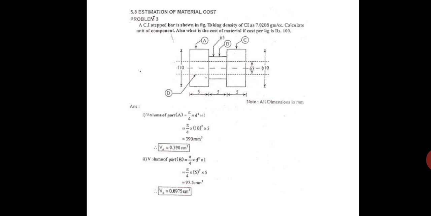That hatch line you can see continuously, 3 mm diameter. Taking density of CI, cast iron, as 7.208 grams per cubic centimeter, calculate the unit of the component. Also, what is the cost of material if the cost of CI per kg is rupees 100?